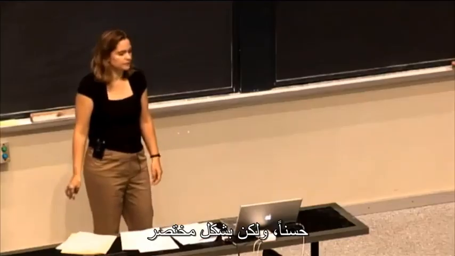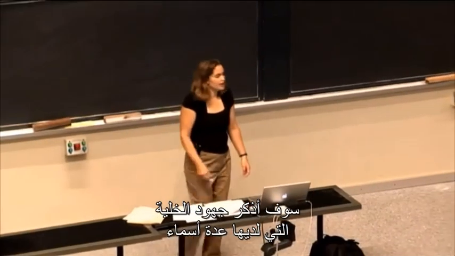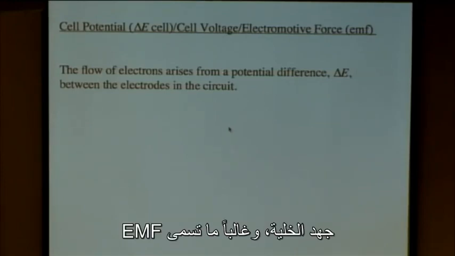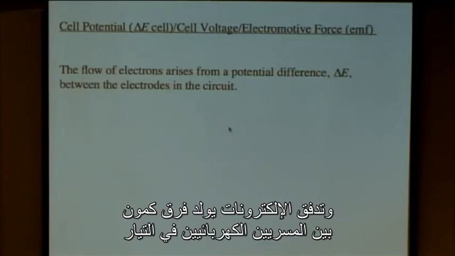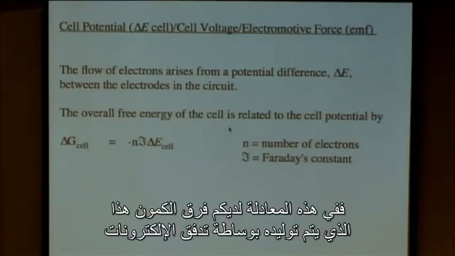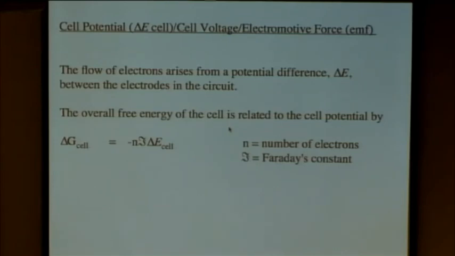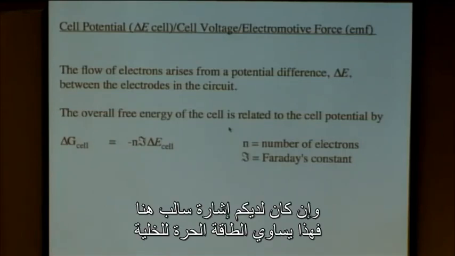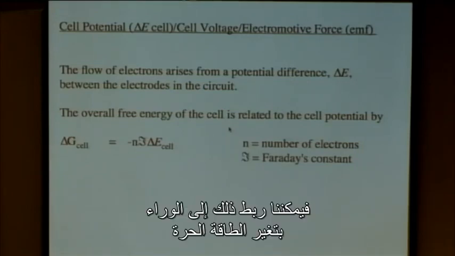All right, so just very briefly, I will mention cell potential, which has many different names, cell voltage, EMF it's often called. And so the flow of electrons generates a potential difference between the electrodes in the current. And this can be related back to our friend delta G. So in this equation, you have this potential difference that's generated by the flow of the electrons, and that times Faraday's constant times the number of moles of electrons. And if you have a negative sign here, that's equal to the free energy of the cell. So we can relate that back.